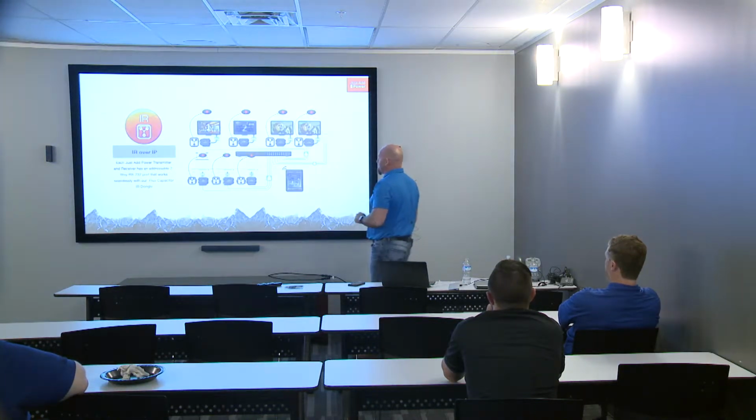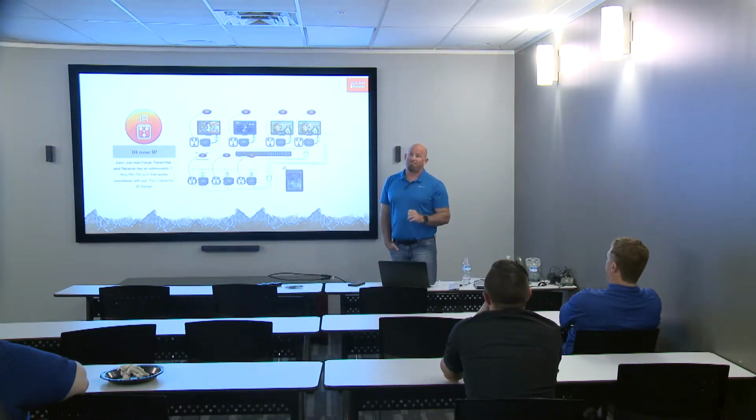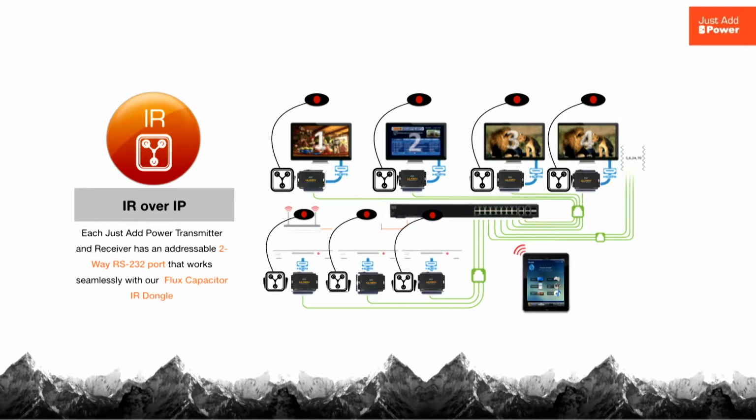Finally, we've had the request to add IR to devices, and we are taking IR back to the 80s. We came out with the Flux capacitor. This allows us to send IR across the system and control devices, obviously from an IR flasher. This is an add-on piece that plugs into the RS-232 port on the transmitters and receivers.